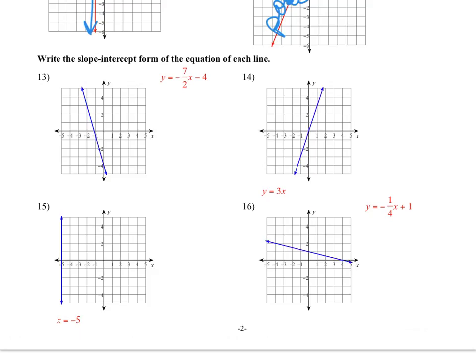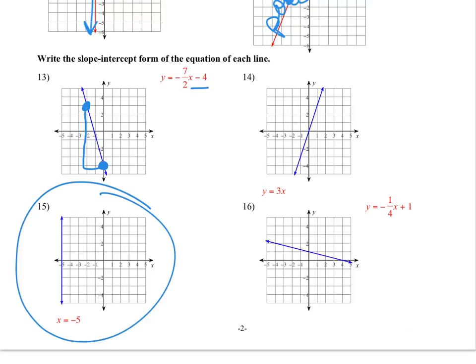All right, question 13. You're just identifying where you are starting. That's at -4. And then find 2 points so that you can count your slope. -7 over 2 because you're going down. Same idea on 14 and on 16. And remember, question 15, completely vertical or horizontal lines are either x equals or y equals. And because this is cutting through the x-axis, it's going to be x equals.